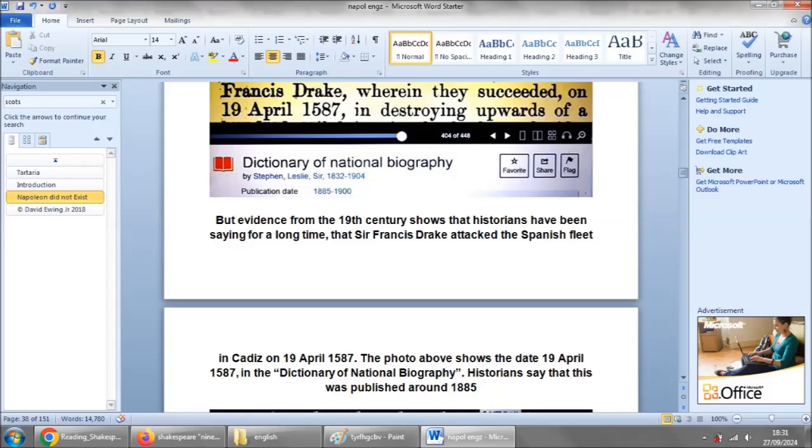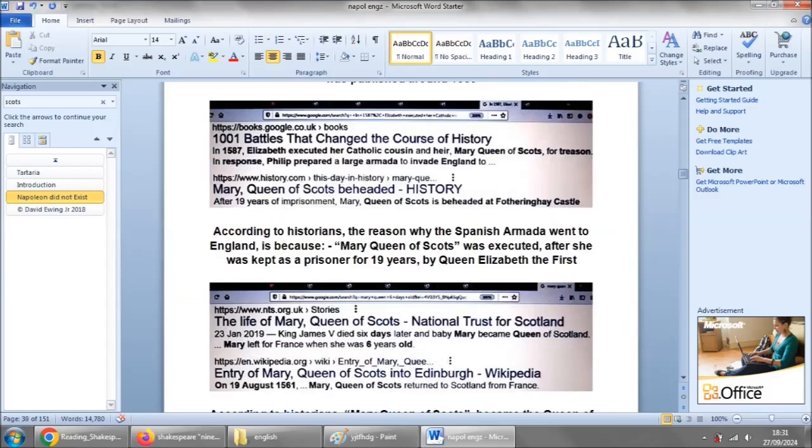So we're told about the story of Queen Elizabeth and Mary. Let's just have a look at some of the basic details. According to historians, the reason why the Spanish Armada went to England is because Mary, Queen of Scots, was executed after she was kept as a prisoner for 19 years by Queen Elizabeth I. I'm sure everybody believes this. But when we check English history with the 19 code, you will find there is no history. Nobody knows the real history of England. They're just telling you a lot of rubbish.